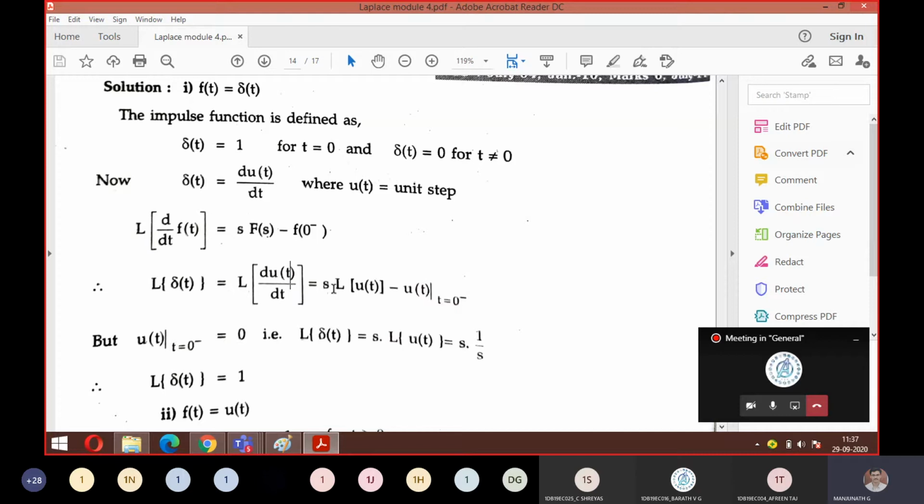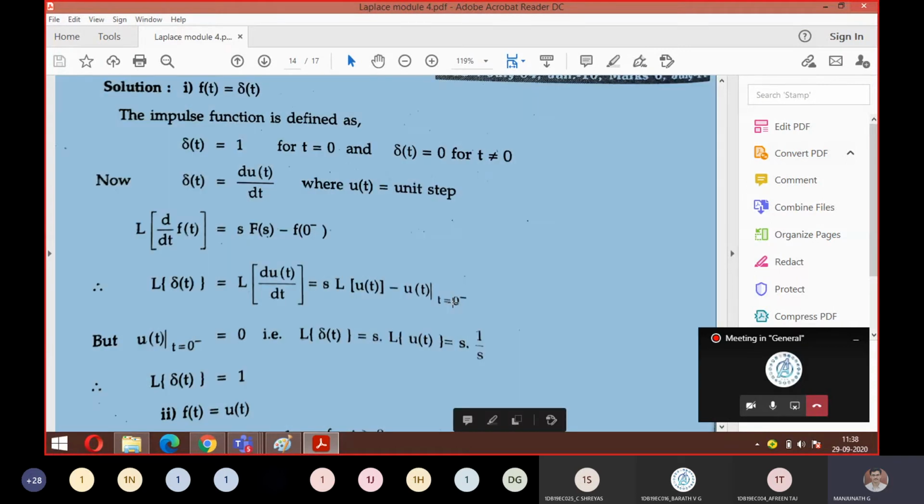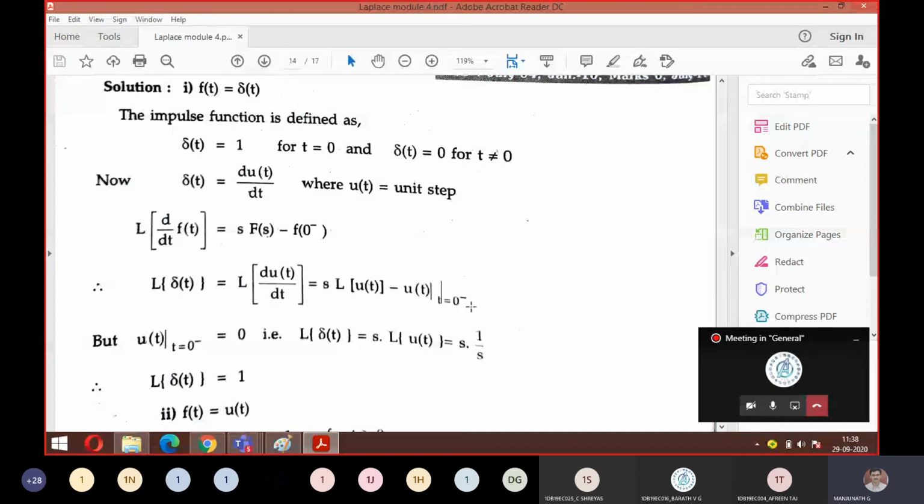So earlier f of t was there, right? Instead of that, there is u of t. So f of 0 minus becomes u of t, but at time equal to 0 minus. You can look here. This 0 minus time is applied for both of these. Am I clear? Yes, sir. So just remember this formula. The original formula has been replaced. That's nothing new.